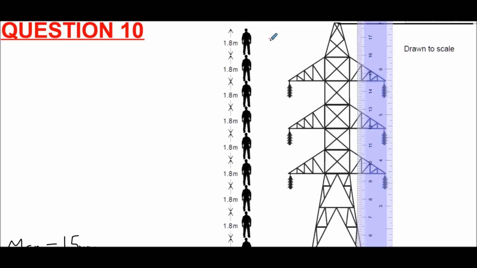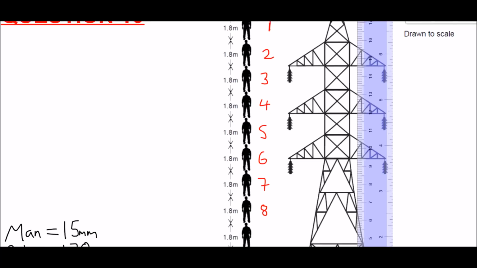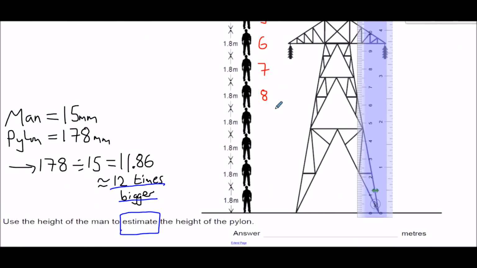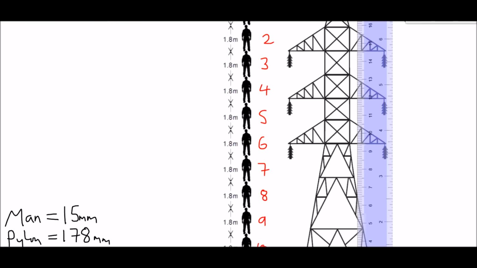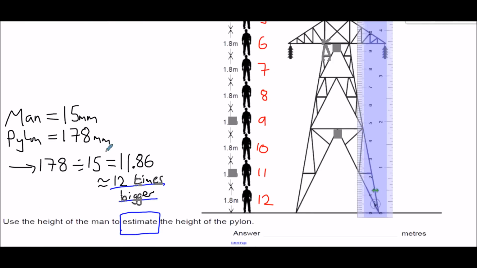So let's count them up. That's 1, 2, 3, 4, 5, 6, 7, 8. Scroll down. 9, 10, 11, 12. So hopefully you can use that idea. Obviously you can't replicate that on your exam paper, but that hopefully makes it a bit clearer that the pylon's 12 times as big as a man.